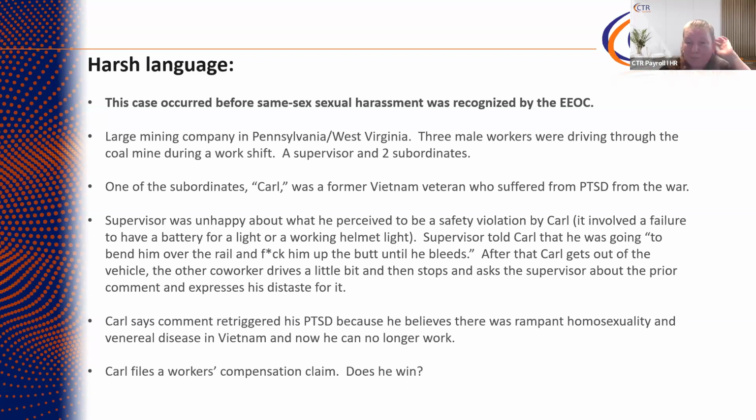So the supervisor's unhappy. The supervisor decides to express his unhappiness, though, by telling Carl that he's going to bend him over the rail, and I'll let you read this yourself, but essentially make him bleed through anal sex. Carl got up. Carl was very upset. The co-worker who was driving the vehicle drove a little further, stopped the vehicle, and said to the supervisor, and I'll clean this up a whole bunch, "What the heck was that about? Are you into that? And if so, I didn't think that was cool at all. I think you're," insert your favorite expletive, "for saying that."